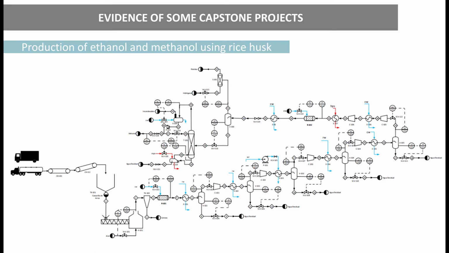Here you can see, as a result, the evidence from some Capstone projects, for example the process flow diagram that our students prepare as a basic engineering to produce ethanol and methanol using rice husk. The students calculate balances, select the proper equipment, and communicate the design alternative following the standards for diagram creation in chemical engineering.